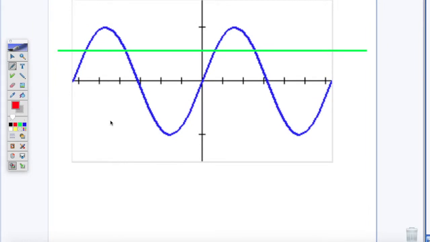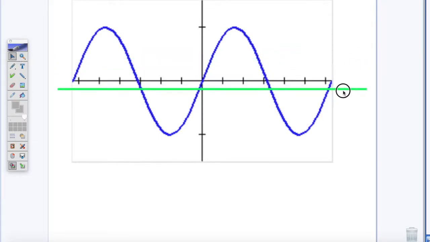We are looking at inverse trigonometric functions. First one we're going to look at here, the blue wave, is a sine wave. And I've got my horizontal line here in green.